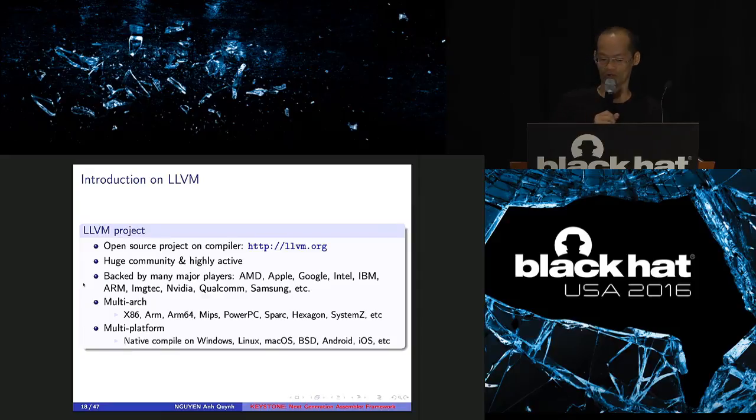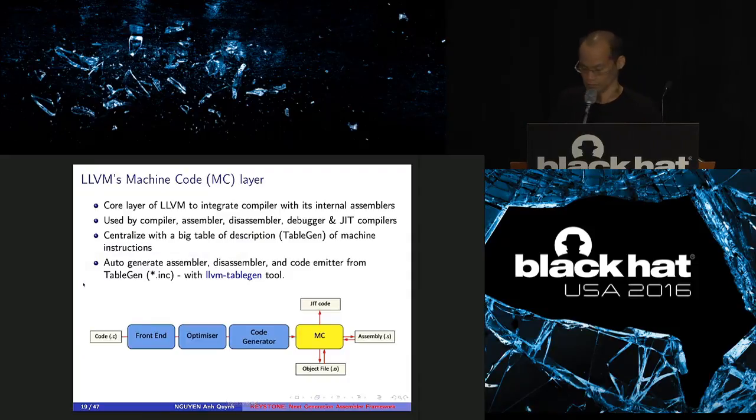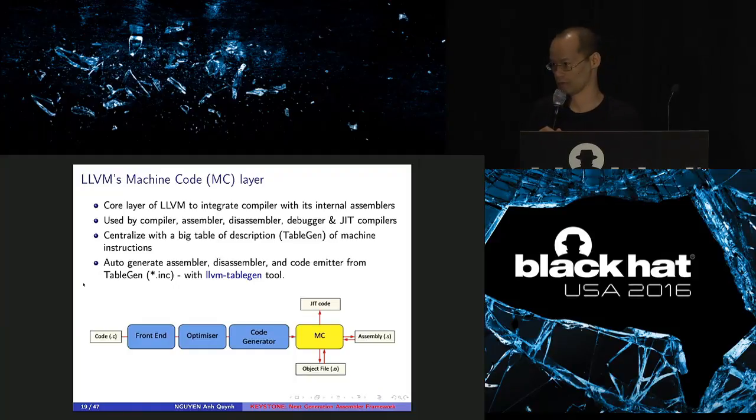LLVM is an open source project for compilers, so you can build your own compiler on top of LLVM very quickly. And LLVM has a very huge community, very active and supported by all the CPU vendors. And it runs everywhere on all OSes. So that's very nice. LLVM is actually very complicated, but we just want to pay attention to one core component named machine code, or MC. Around MC, a lot of things in LLVM are built, like compiler, assembler, disassembler, debugger, just-in-time compiler. All those things are built around MC.